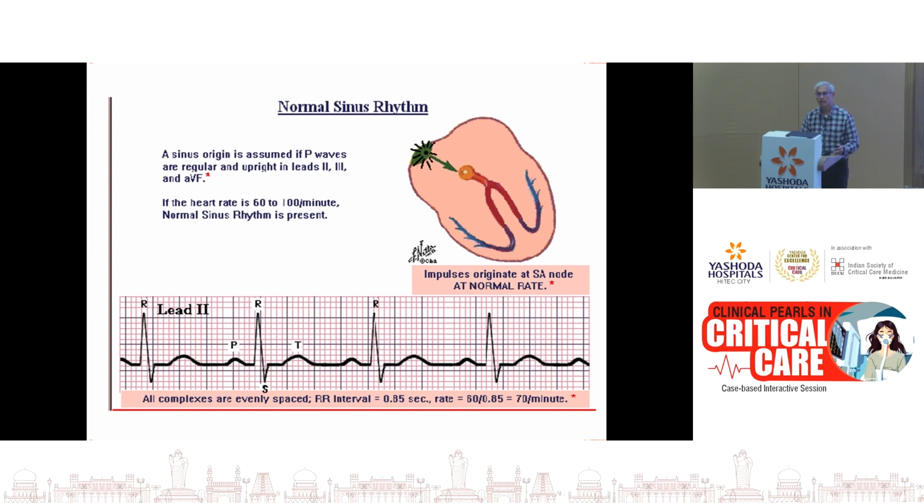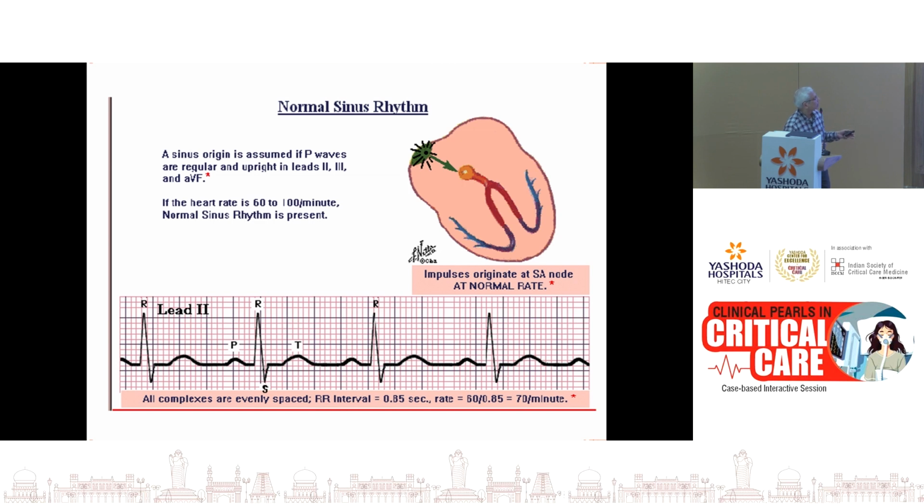How do we recognize a normal sinus rhythm? Normal sinus rhythm has certain characteristics, like an actor has a certain kind of nose, certain kind of eyes, certain kind of chin. So normal sinus rhythm has a certain pattern. It usually has a P wave that precedes every QRS complex, and the QRS complex is less than 120 milliseconds in width, and it is followed by a T wave, which is usually upright.